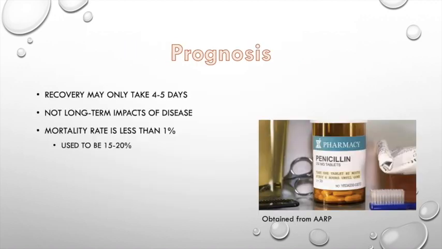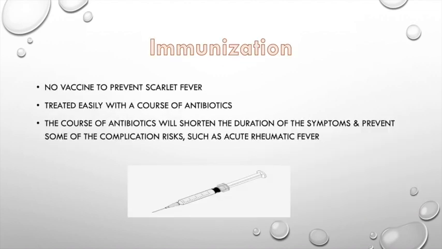So symptoms can clear up really quickly if treated properly. Recovery usually only takes 4 to 5 days. There's no long-term impact on the body with this disease. And something I thought was really interesting is that the mortality rate used to be 15 to 20%, but now it's actually less than 1%. So it's really important to get antibiotics as soon as these symptoms present themselves in order to ensure that the disease is treated properly. So there's currently no vaccine to prevent scarlet fever.